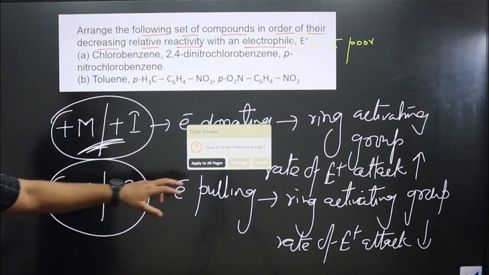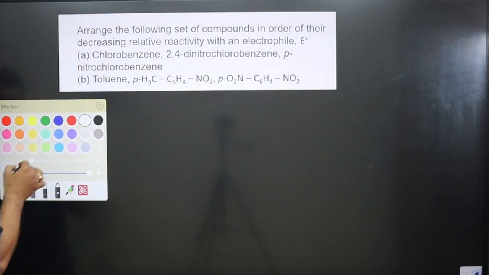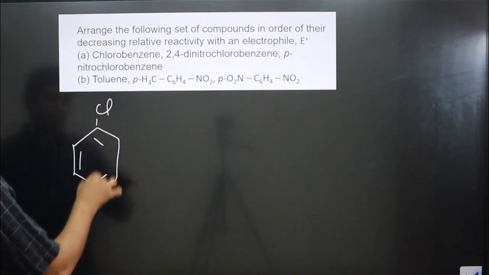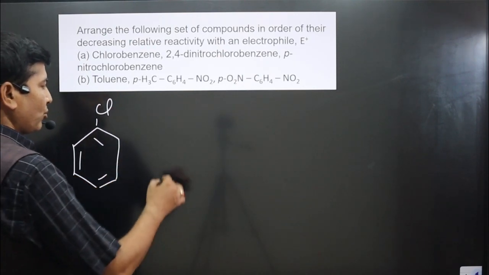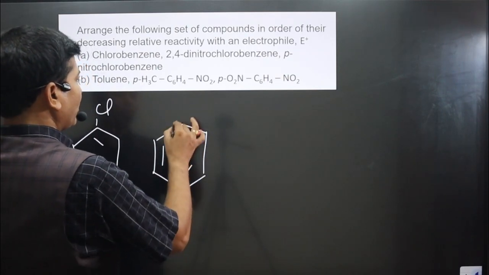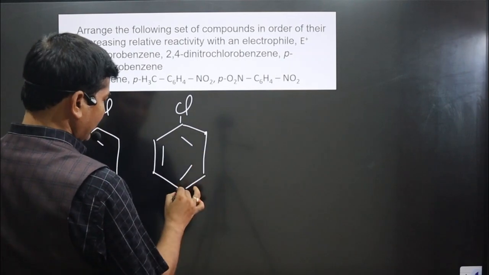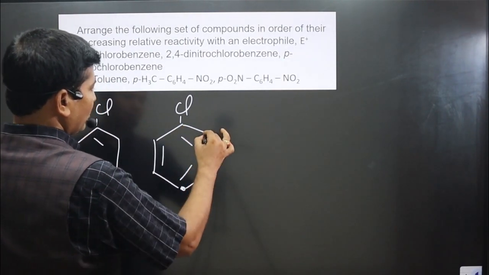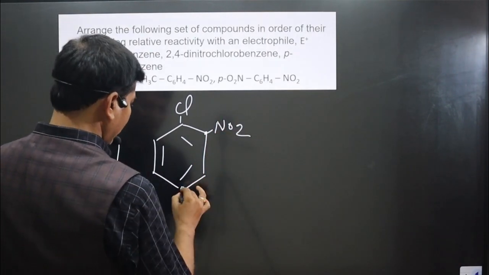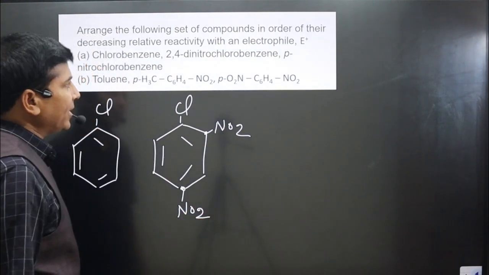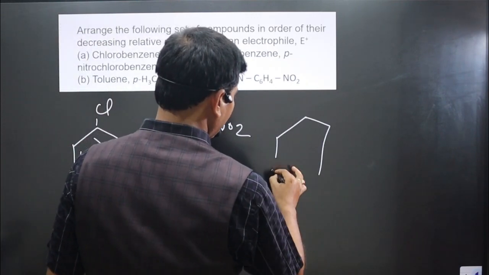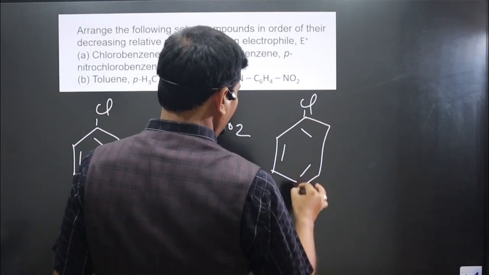Now first we have, let's say, chlorobenzene. Let me draw the structure. We have chlorobenzene, the benzene ring, and we attach Cl. Next we have 2,4-dinitrochlorobenzene. This is chlorobenzene, in that second position and this is the fourth position: 1, 2, 3, 4. So there is an NO2 group here, and also an NO2 group here. Next we have para-nitrochlorobenzene. So we have chlorobenzene, and in the para position we attach an NO2 group.